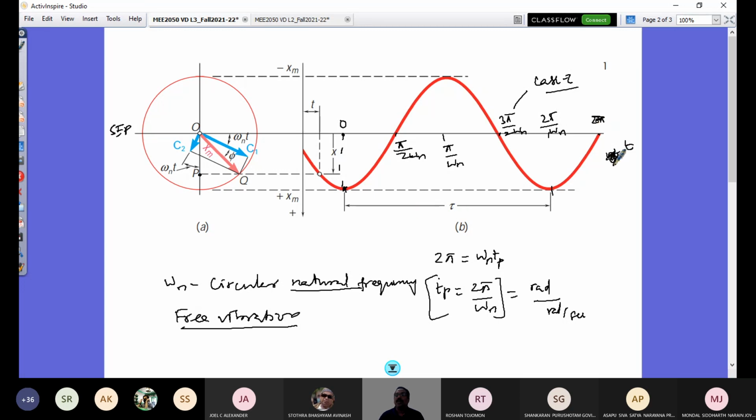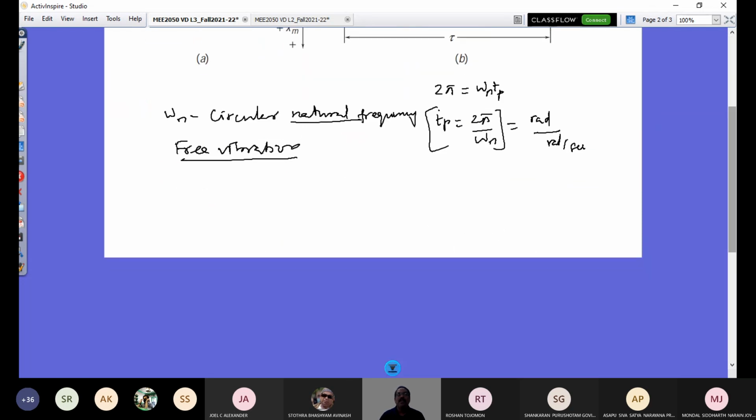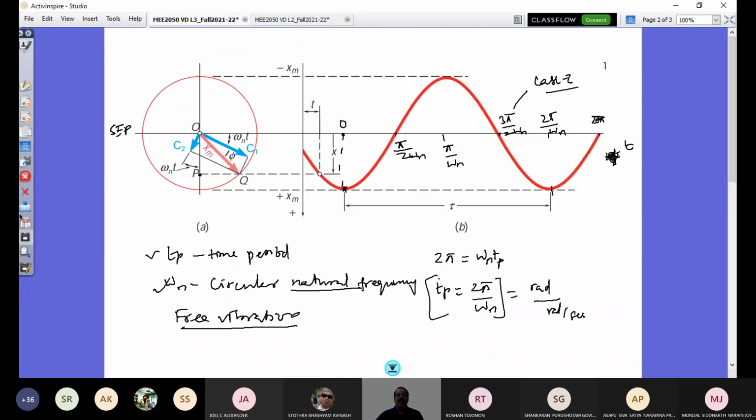So this is the time scale, the variation of the displacement of particle P, which is the projection of Q on this, as a function of time. And what were we able to define? We were able to define 2 things. One is the time period of oscillation, Tp, and another one is omega n, the circular frequency, and the relationship between them. So do you have any doubt in this? This is what we were doing in the last class.